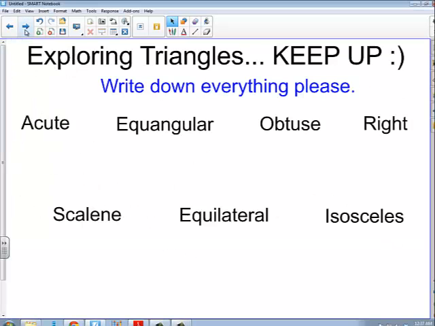And here we go. Alright, exploring triangles. Please keep up as I go through this. Write down everything that I'm going through. First one that we're going to start with. Now don't just write down all of this all at the same time. Write them down as we get to them. So the very first triangle that we're going to go through is the acute triangle. So we're going to classify triangles based off of their properties.